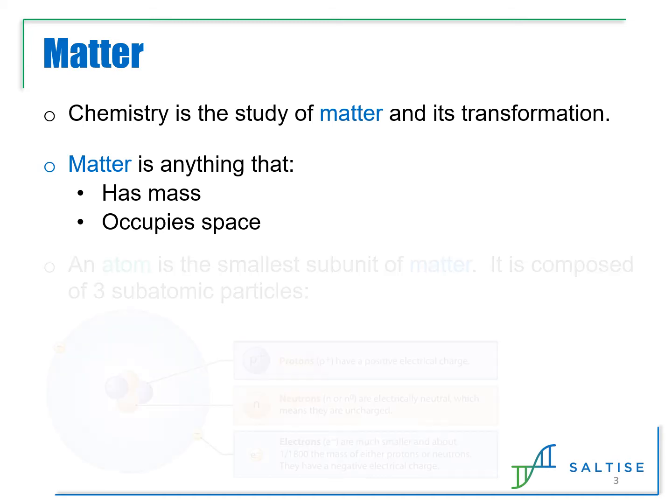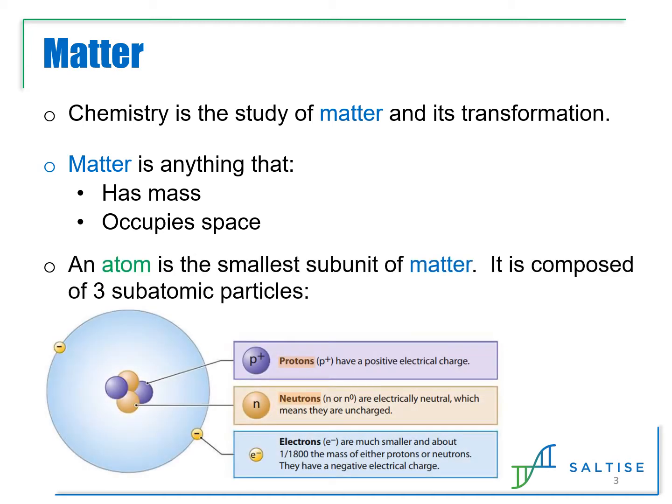The smallest subunit of matter is an atom. It is composed of 3 subatomic particles. We have the protons, here, which are positively charged. We have the neutrons that do not carry a charge. And then there are the electrons that carry a negative charge.